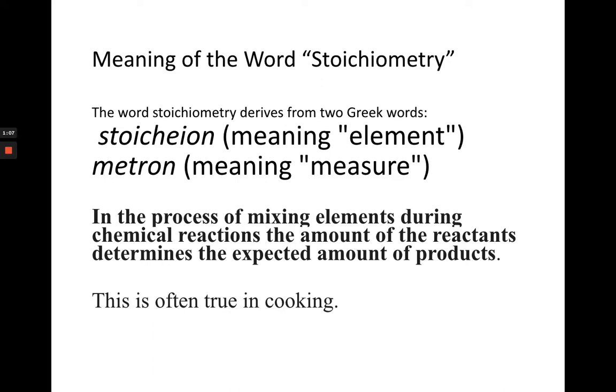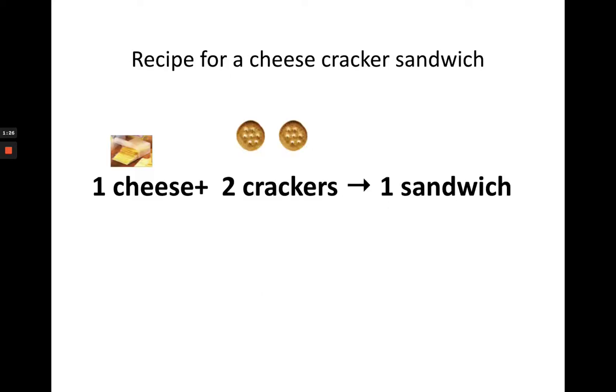Now, in the process of mixing elements during chemical reactions, the amount of the reactants determines the expected amount of products. And this is often true in cooking as well. So this is really no different than following a recipe and scaling it up and down to the amount of product that you want or the amount of reactants that you need. So we're going to do what I would say is a proof of method exercise. We're going to do something that you're very familiar with so you can understand that the method we're going to teach you with stoichiometry using ratios and dimensional analysis actually does work.